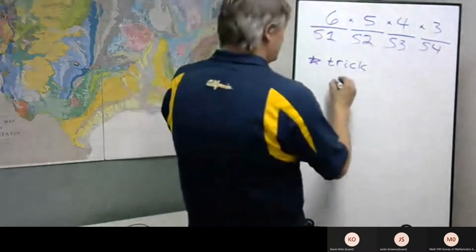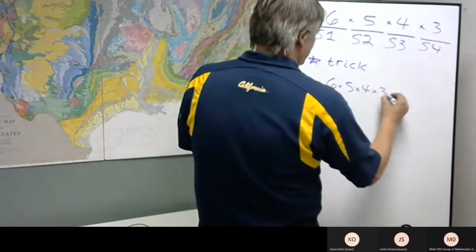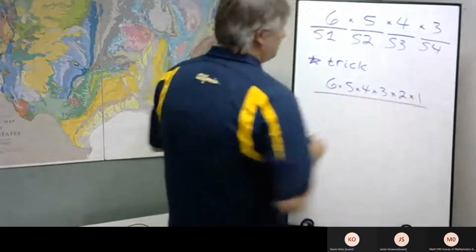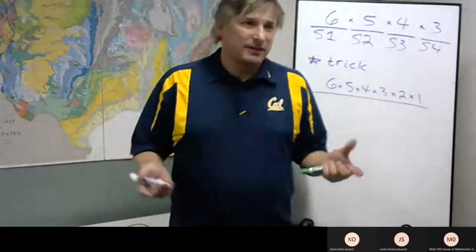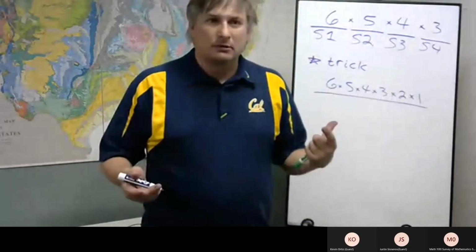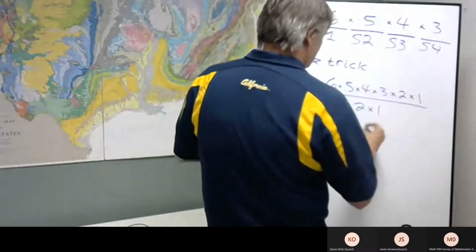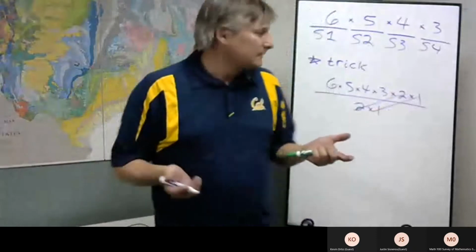What we can do, let's take n factorial. In other words, let's take 6 factorial. Let's just run the whole thing out. If we could somehow get the 2 and the 1 to cancel, like divide by 2 times 1, this works. So if we had this, these would cancel, and that gives us what we want.